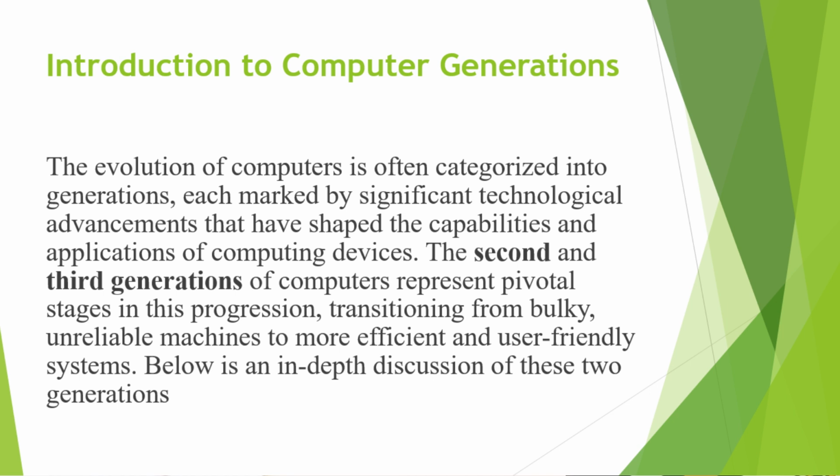The evolution of computers is often categorized into generations, each marked by significant technological advancements that have shaped the capabilities and application of computing devices. The second and third generation of computers represent a pivotal stage in this progression, transitioning from bulky, unreliable machines to more efficient and user-friendly systems. Below is an in-depth discussion of the two generations.